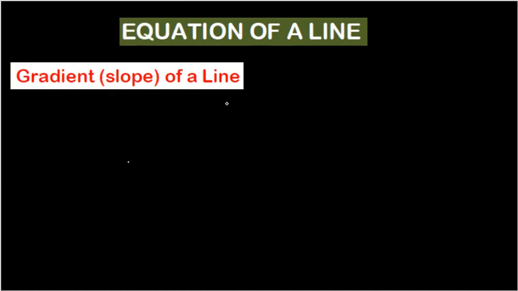Gradient means slope. So necessarily a line is a locus of points, or we can say a locus of collinear points. So from those points, if 2 points are given to you, we can find the equation of line. I mean the slope of the line. The slope of the line is mostly represented by the letter M.